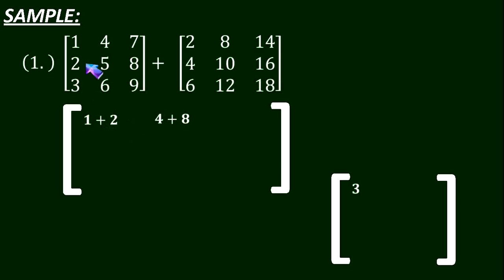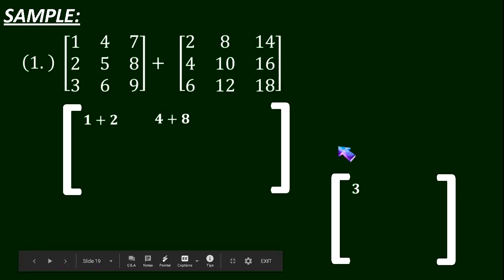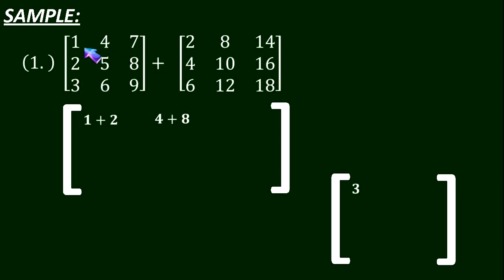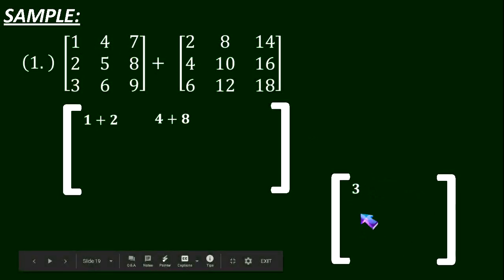So we have here our first entry, of course, the element in the first row of the first column. So 1 plus 2, that will be our first entry, 3. So since they have the same size, our answer, if we have to add these two matrices, is equal to a 3 by 3. The dimension of our answer is still 3 by 3, since they are both 3 by 3 matrices.